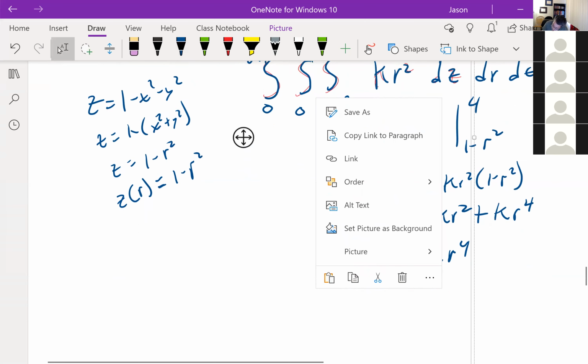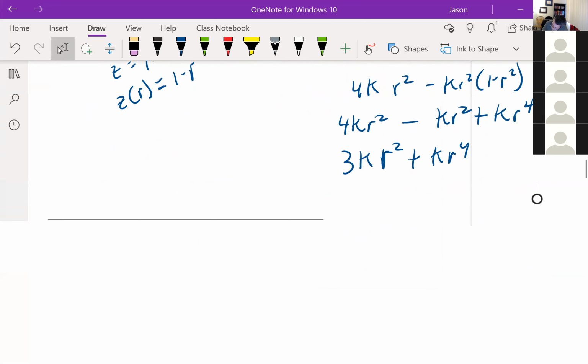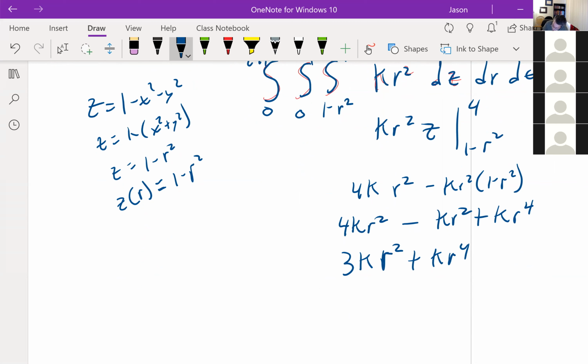And then this just becomes, I could pull out the k if I really want to. k is just my proportionality constant. This just becomes a regular polar coordinate problem. So r goes from 0 to 1 and theta from 0 to 2 pi of 3r squared plus r to the fourth, dr d theta.